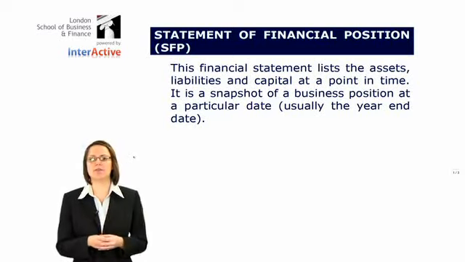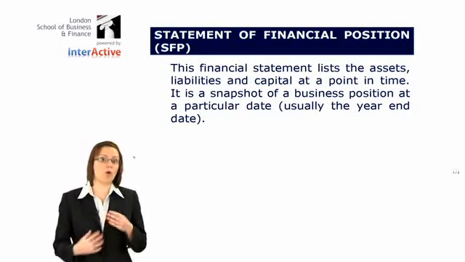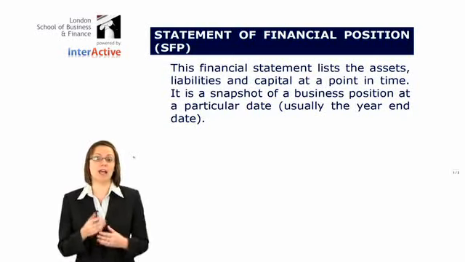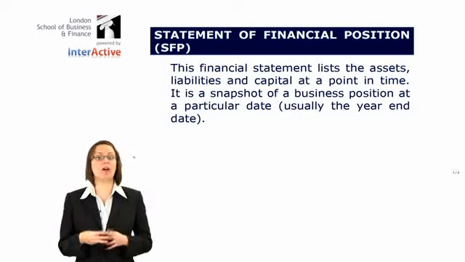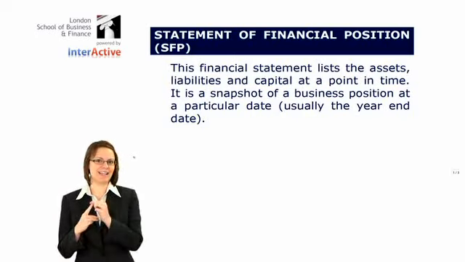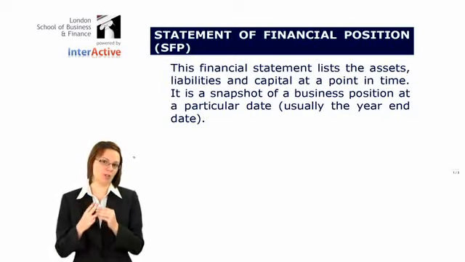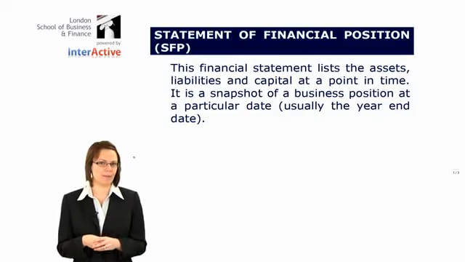In the first financial statement, the statement of comprehensive income, we had a look at all our income and expenses that happened in the accounting period. With the statement of financial position, we'll be looking at our other three elements of the financial statements: assets, liabilities, and the owner's capital, which we will see later on will sometimes be referred to as equity.